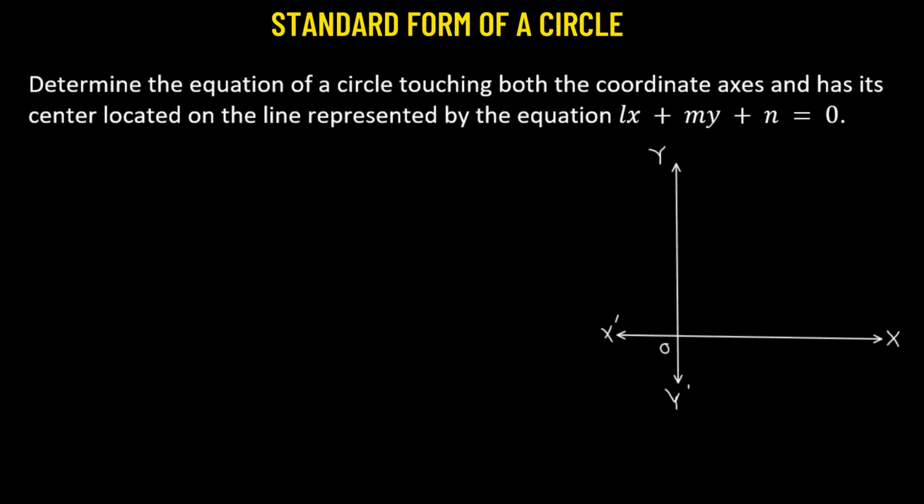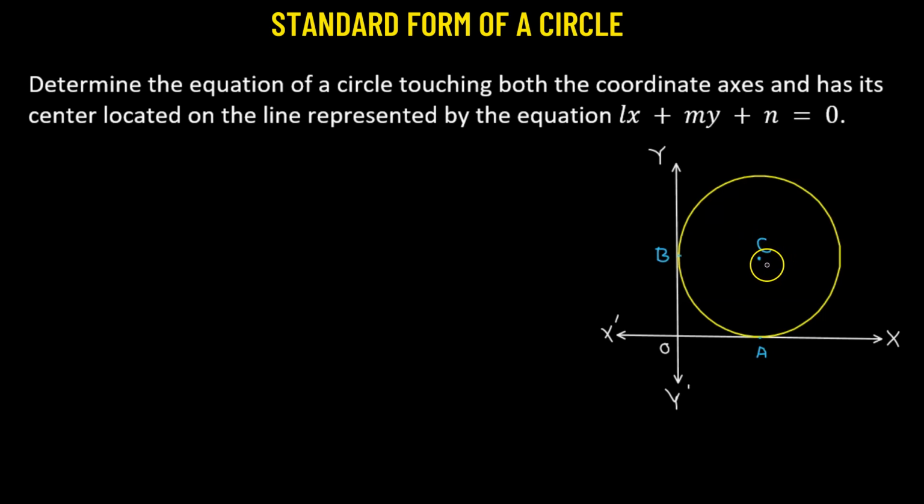We first begin by considering the Cartesian plane where we have our x-axis as well as the y-axis. We will begin by sketching a circle which touches both the y-axis as well as the x-axis. The circle touches the x-axis, let's say at point A, and it touches the y-axis, let's say at point B. Then we can define the center of the circle. Let's say the center of the circle is denoted by C.